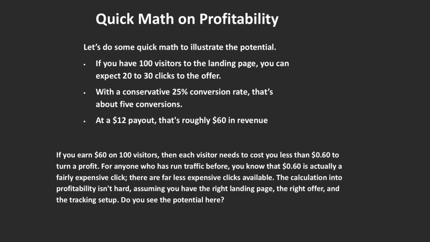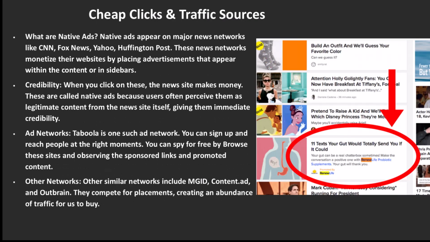If you earn $60 on 100 visitors, then each visitor needs to cost you less than 60 cents to turn a profit. For anyone who has run traffic before, you know that 60 cents is actually a fairly expensive click. There are far less expensive clicks available. The calculation into profitability isn't hard, assuming you have the right landing page, the right offer, and the tracking setup. Do you see the potential here? The easiest way to find more ad examples is to spy.